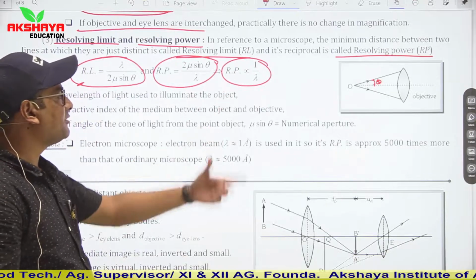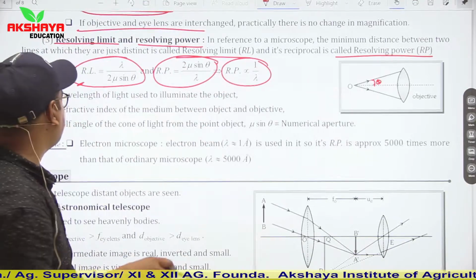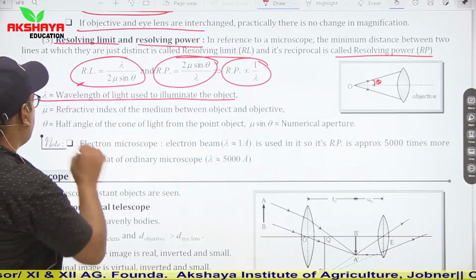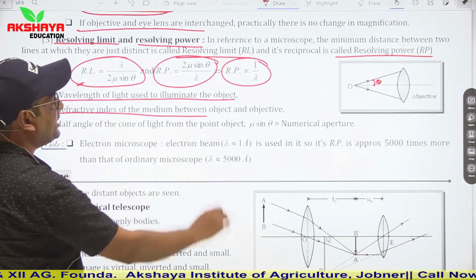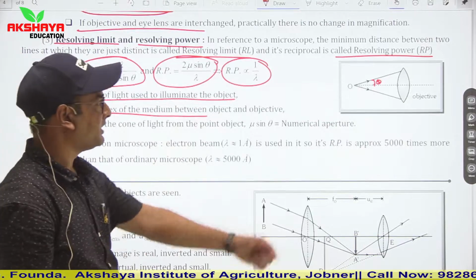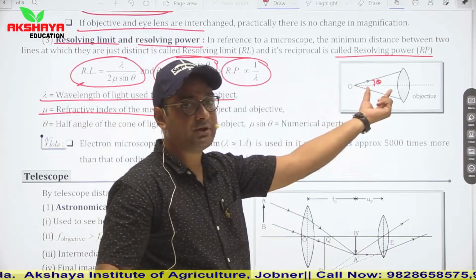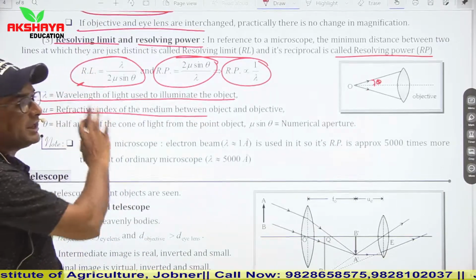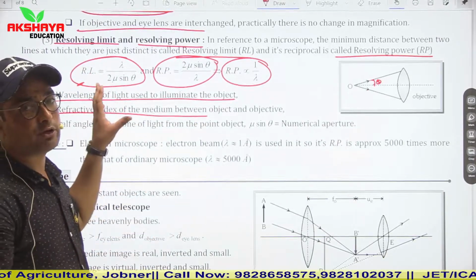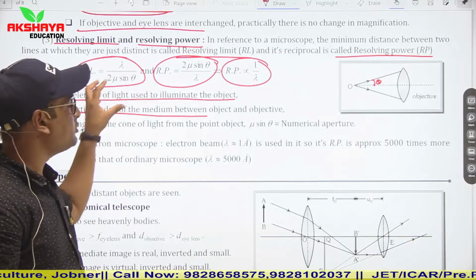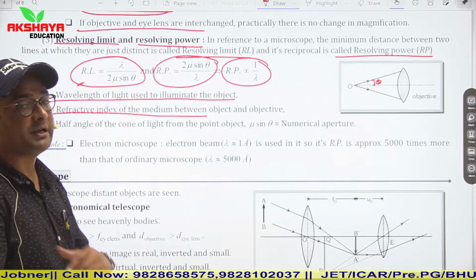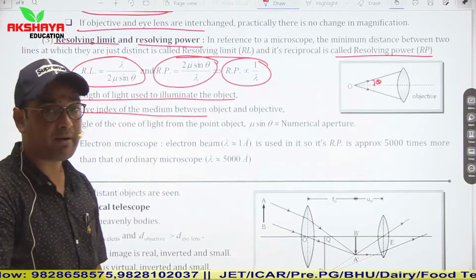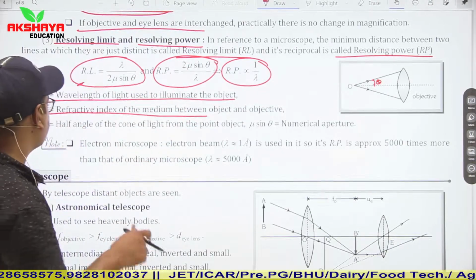Lambda is the wavelength of light used to illuminate the object. Mu is the refractive index of the medium between the object and the objective. You have to simply keep in mind the formula that the resolving limit is lambda upon 2 mu sine theta. It means the resolving limit is directly proportional to lambda, and the resolving power is the reciprocal of lambda.